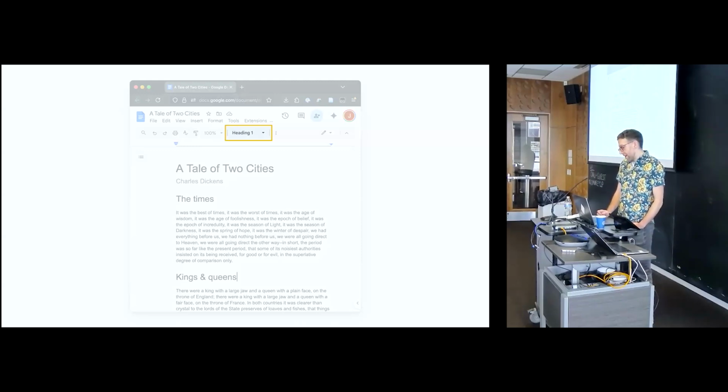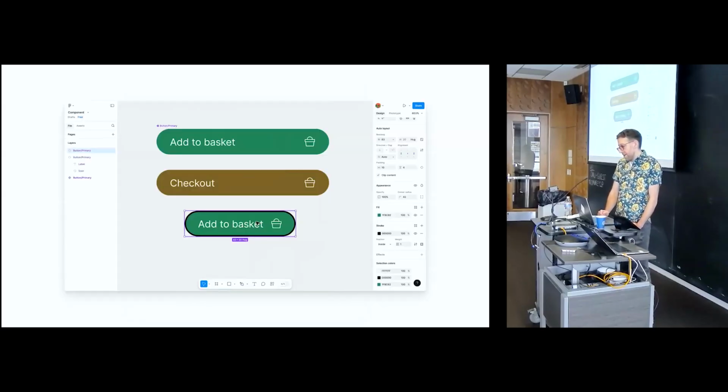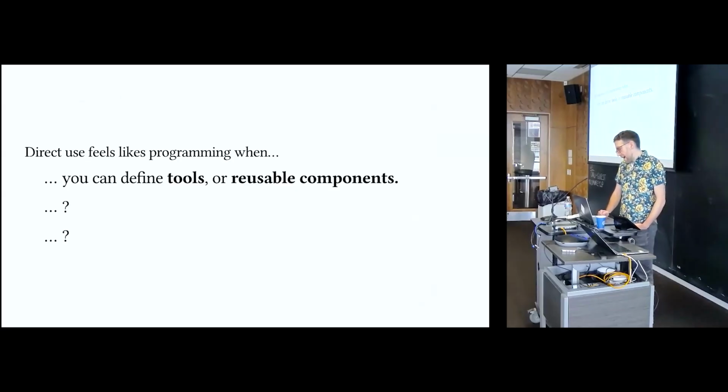A style, in a small way, is a dynamic artifact. It's one instance of what you might call template or reusable component systems. And these can get pretty sophisticated in direct use software. For instance, the vector graphics editor Figma has a component system where a main component can be duplicated to form instances, and components can have variants and parameters and all sorts of fancy stuff like that. So I would say that direct use feels like programming when you can define tools, which often take the form of reusable components. That's feeling number 1.